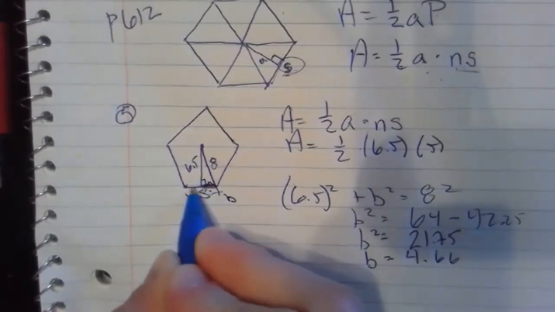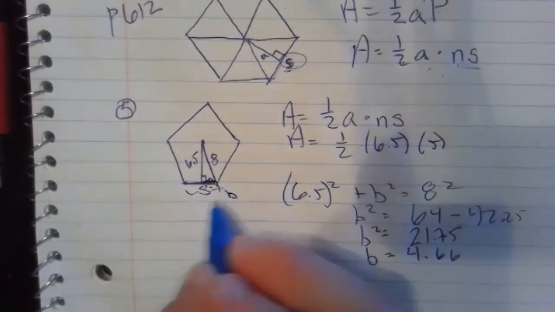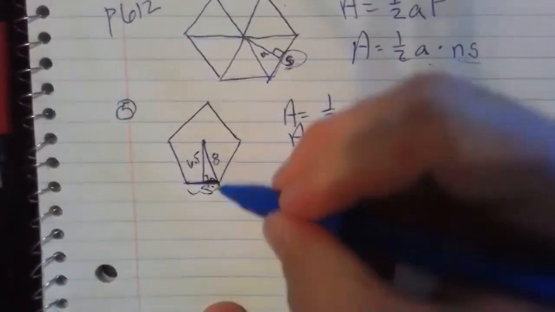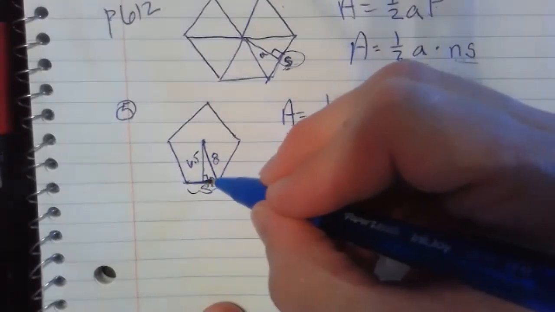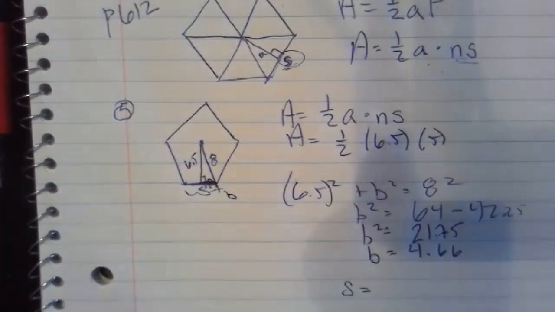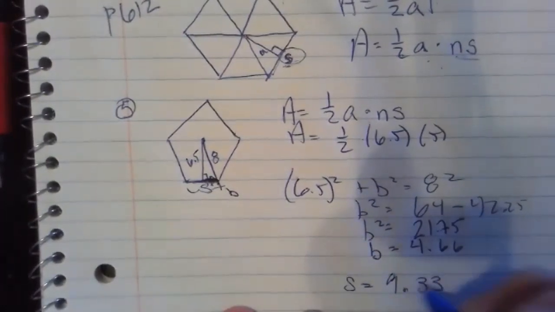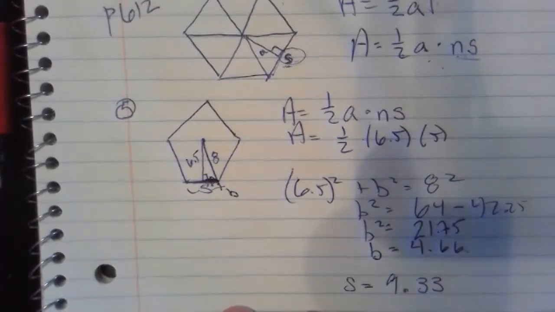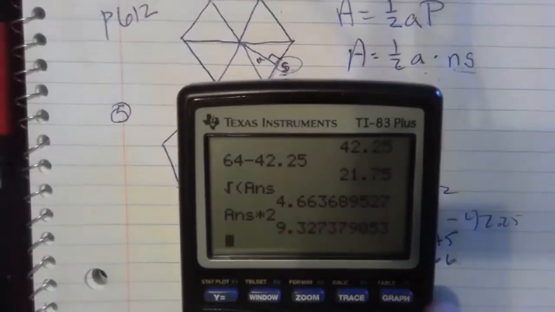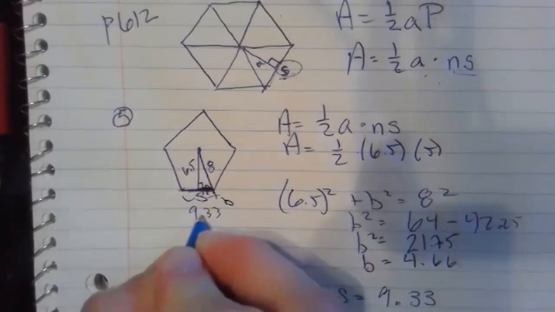Well, this little part is half the whole side. So what am I going to do to find the whole side? I'm getting ahead of myself. I'm going to multiply by 2, right? If I just found little b, part of the Pythagorean theorem, this little leg, if I multiply it by 2, it comes out to about 9.33. I didn't type in 4.66 in my calculator. I left it, and then I hit answer times 2 to get about 9.33. So we know that the side is about 9.33.